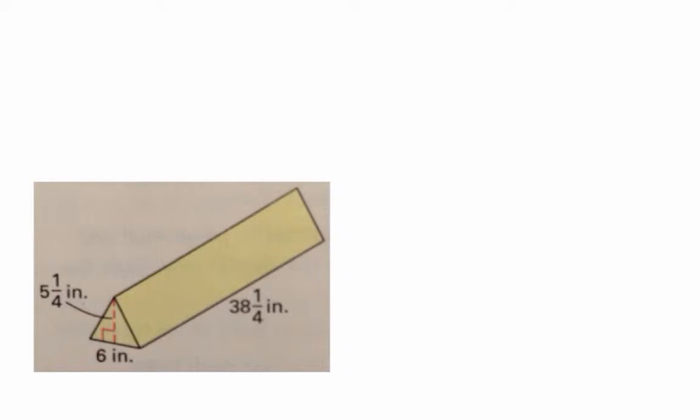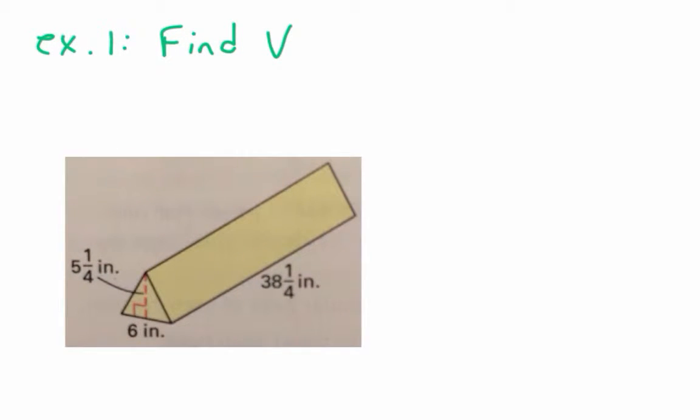I want to look at example 1. So example 1, I'm just going to say find capital V. We're going to find the volume of this thing here. Now, when I have my little picture, the base is going to be what on my picture here? It's sometimes a little bit confusing. I kind of want to say, well, the base is what it's sitting on. It's that bottom surface that you can't see.